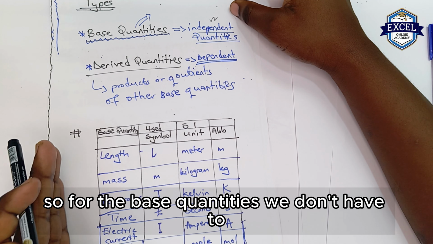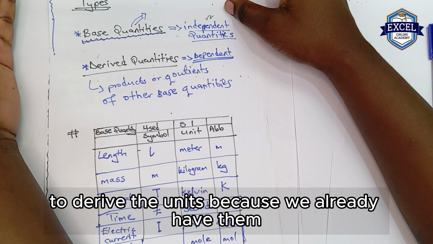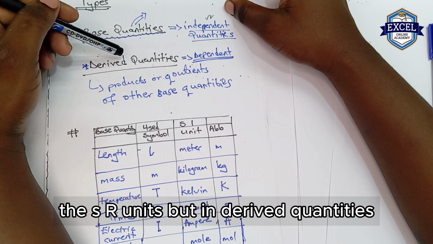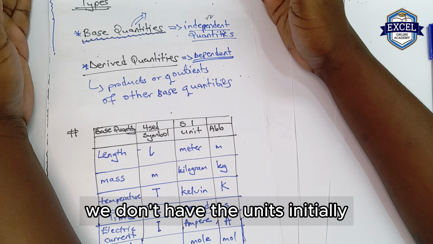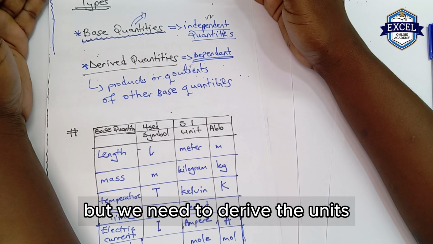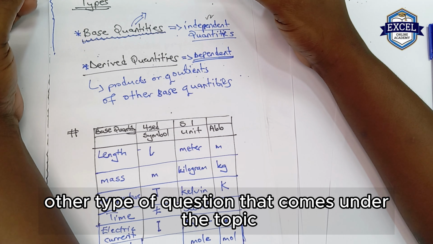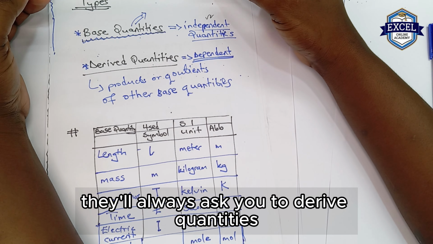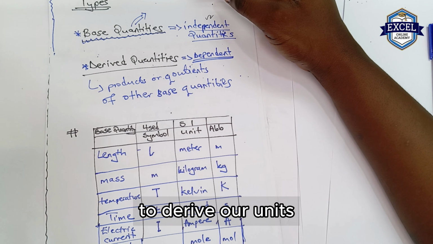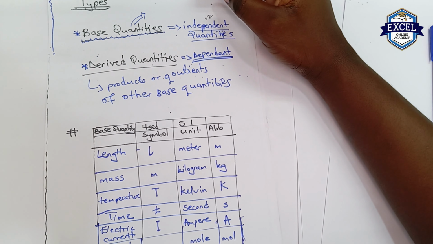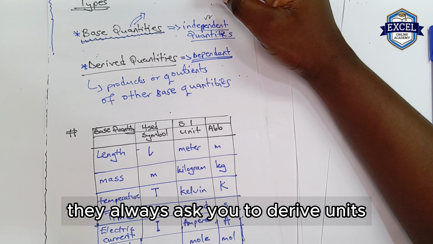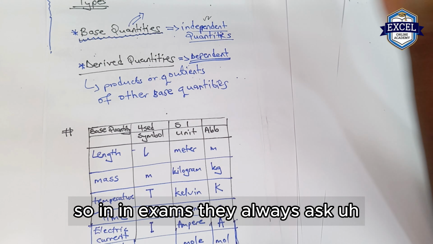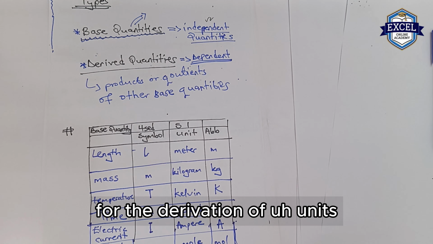So for the base quantities, we don't have to derive the units because we already have them, the SI units. But in derived quantities, we don't have the units initially, but we need to derive the units. So this is another type of question that comes under the topic physical quantities. They will always ask you to derive units. So in exams, they always ask for the derivation of units.